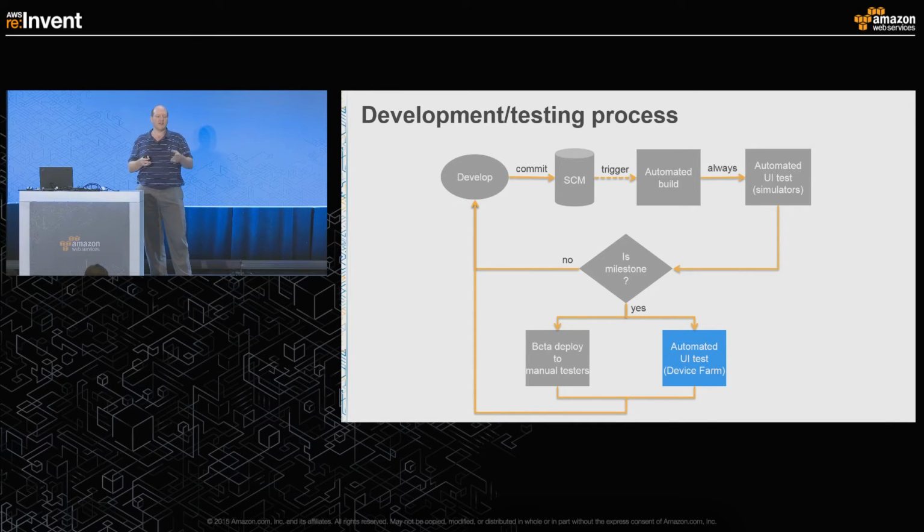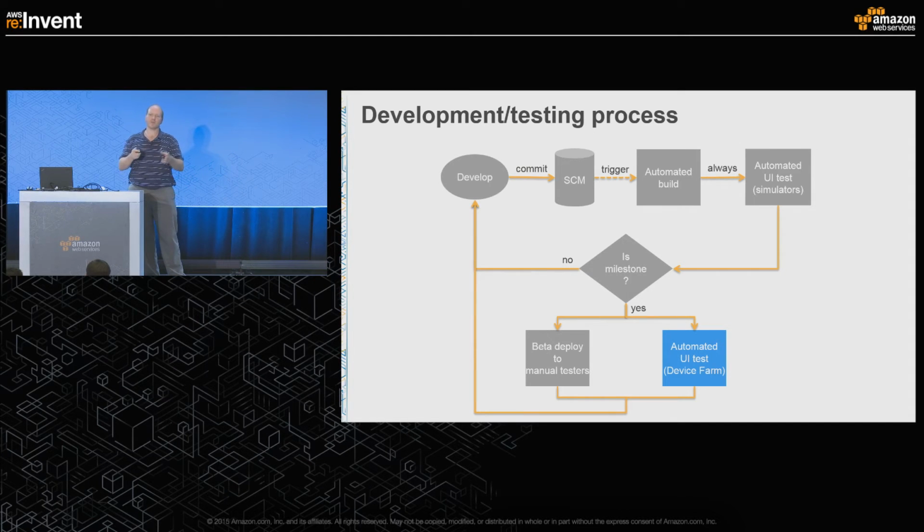But if it is, then this is when we do either our beta deployment for our manual testers as well as for product managers so that they can get their hands on it. But at the same time, we trigger an AWS Device Farm build in the cloud because we've integrated Device Farm with our automated build system using either the command line interface or their SDK.